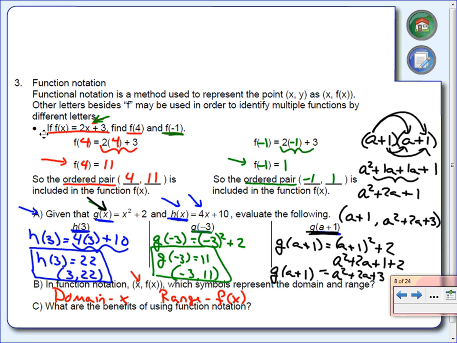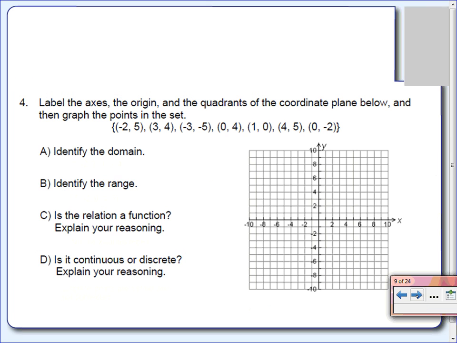All right, let's go to number 4. On number 4, a couple of questions here. Most of us should be able to answer these 4 questions. Number 4 says label the X and Y axis. Well, you'll notice those have already been labeled. You got the X axis running across horizontally. You got the Y axis running across here vertically. So that part is already done for you.